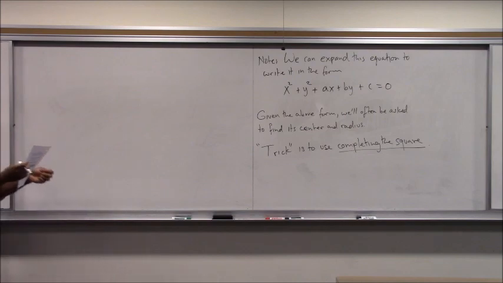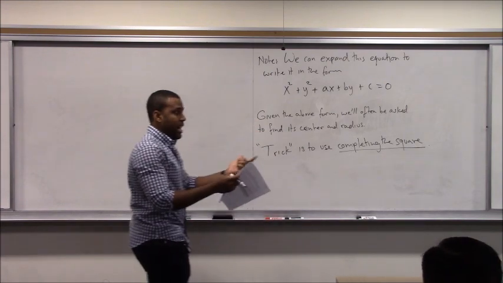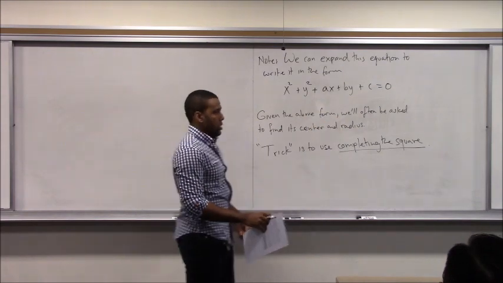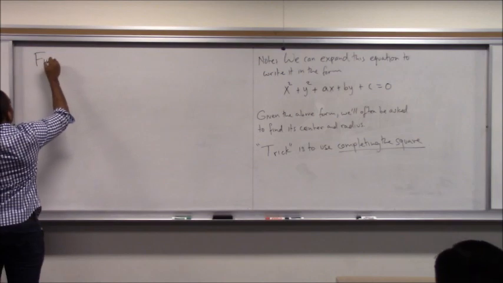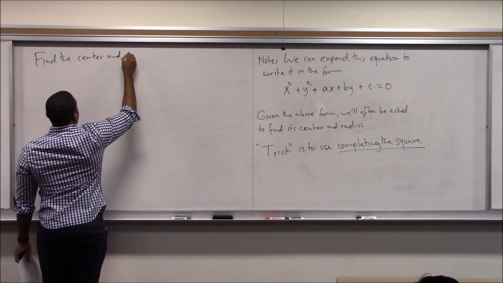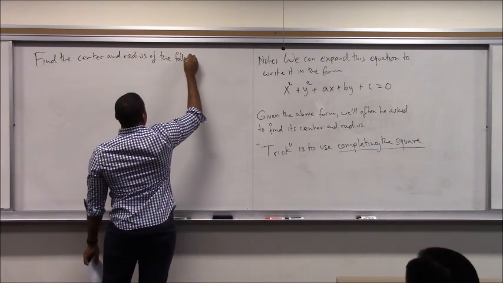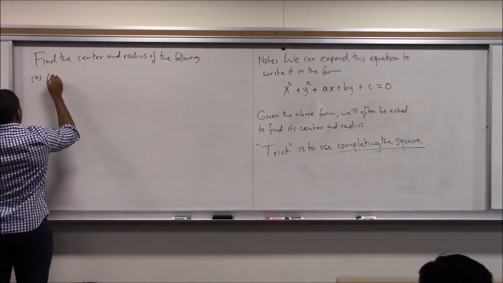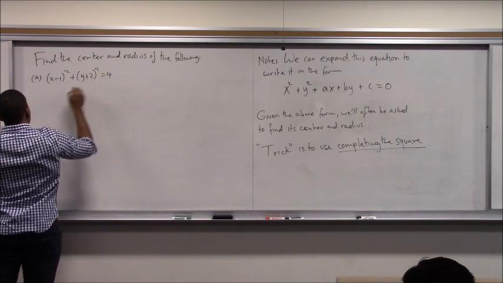We're going to go through 4 examples. With this kind of problem, this is very usually exactly the kind of question they ask you. They give you something written out like this, and they say, find the center and radius of the circle. So we're going to go through 4 examples here.